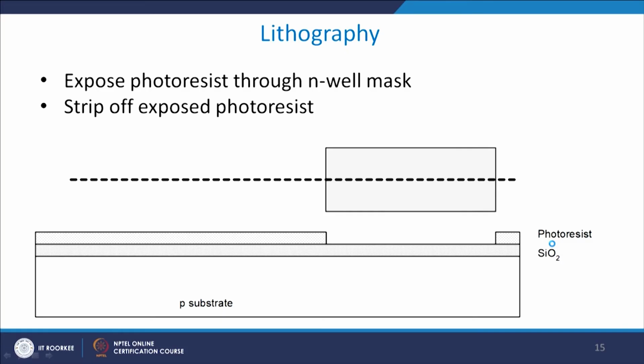You need to expose the photoresist through an N-well mask, right, and then strip off the exposed photoresist. Once you do that, you are stripping off all other things. So, this is basically the photoresist which you have put onto this, and as a result you strip out the photoresist from this directly, right.